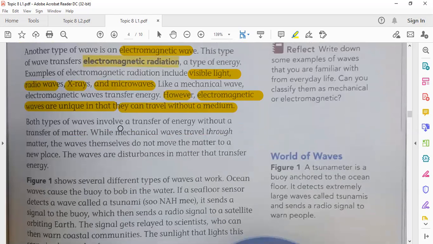Now, both types of waves involve the transfer of energy without a transfer of matter. Either the mechanical wave or the electromagnetic wave, they carry energy, but they do not carry the matter itself. While mechanical waves travel through matter, the waves themselves do not move the matter to a new place.